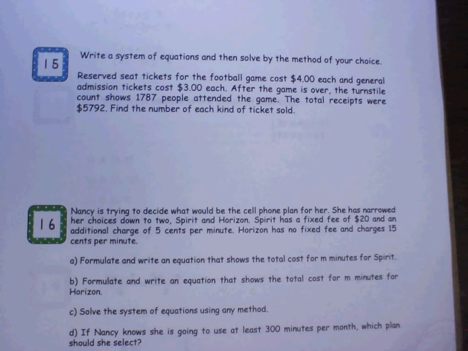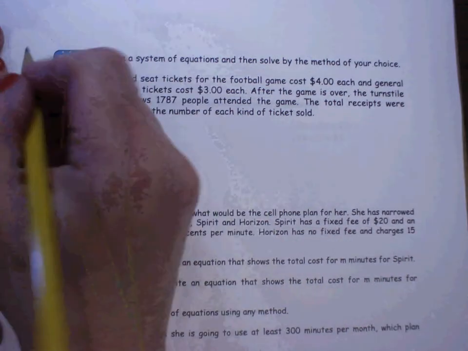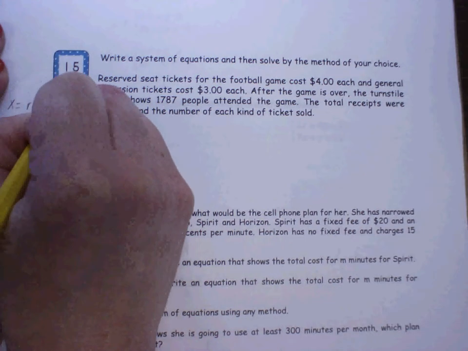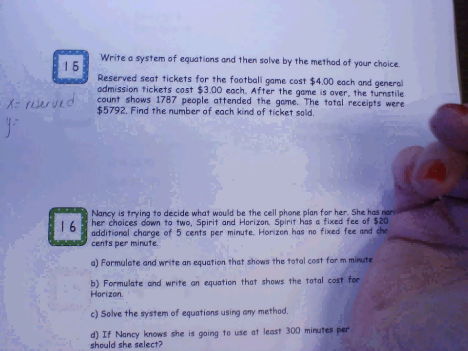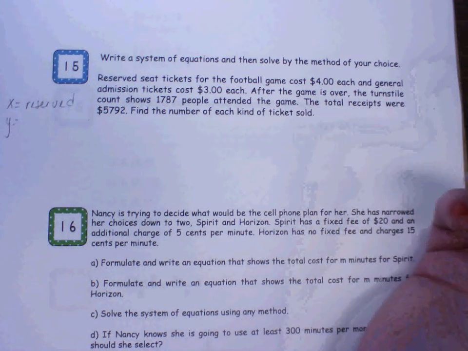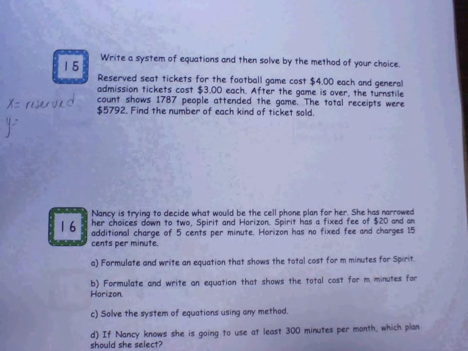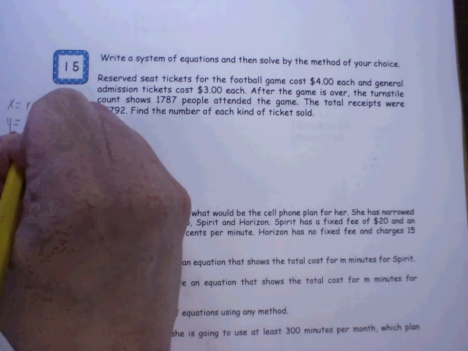The first thing you've got to do is figure out what is your x and what is your y. I just do reserve tickets first. It's always x for me, just to keep in the habit, and then the second one is always y. You can switch them; the answers are still not going to change. So I'm going to say that x is reserve and y is general.